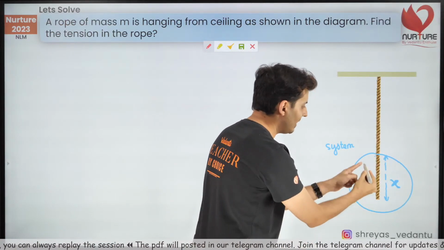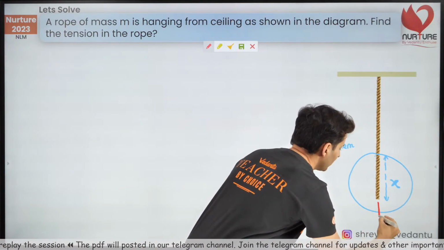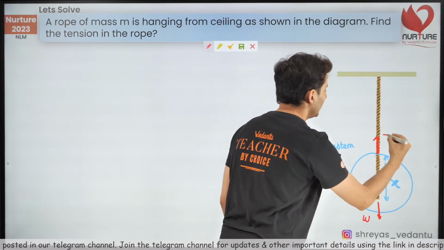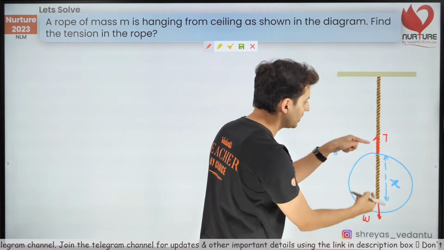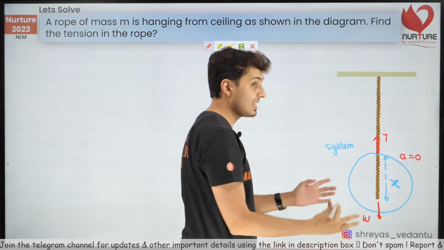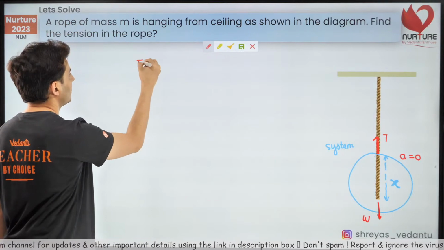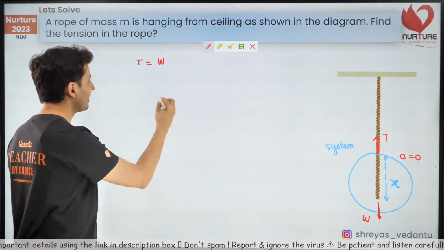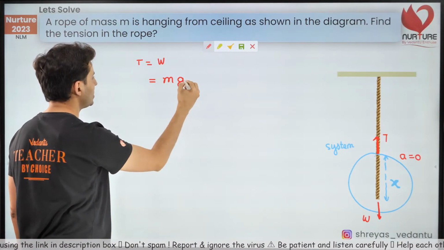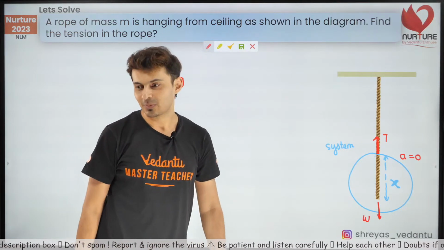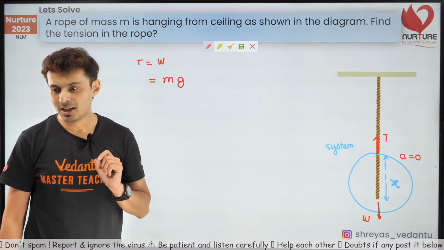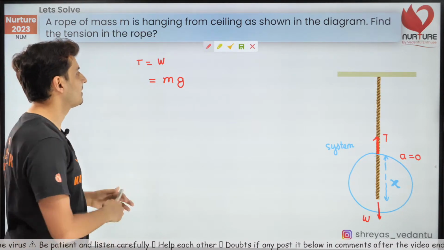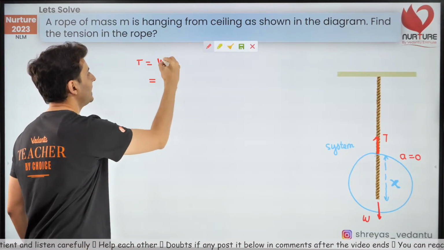Obviously, the system will have some weight, so there will be weight downwards, and there will be tension upwards, and this is not going up or down. So acceleration is 0. It's at rest. Hence, the tension should be equal to the weight. Now comes the question. What is the weight? Most of you will jump and tell, sir, it is mg. Wrong, it is not mg. That's the problem. The problem is the weight is not mg because m is the total mass of the string.